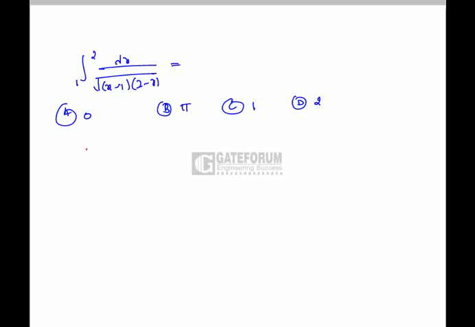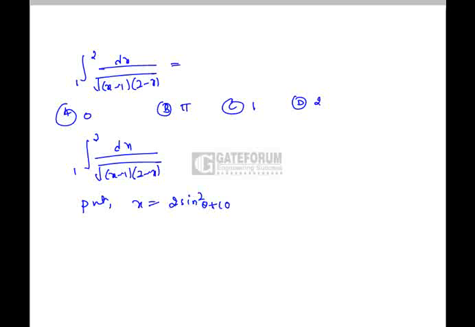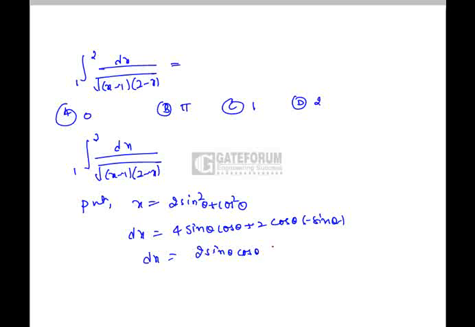In this problem, we have to find the value of the integral from 1 to 2 of dx by root over (x minus 1) into (2 minus x). Now, in order to find the integration, let us go for a certain substitution. So, let us take x as 2 sine square theta plus cos square theta. So, the value of dx will be 4 sine theta cos theta plus 2 cos theta into minus sine theta, which can be written as 2 sine theta cos theta d theta.